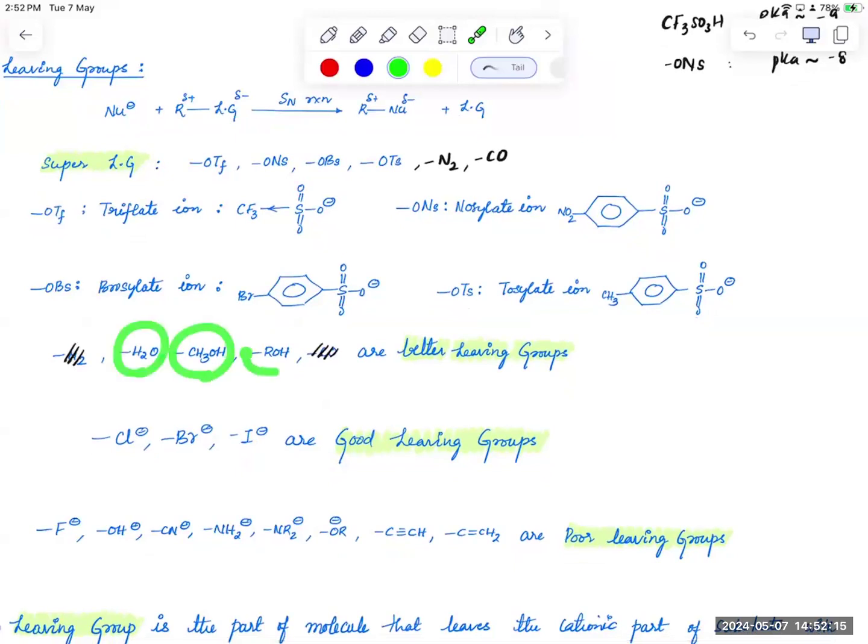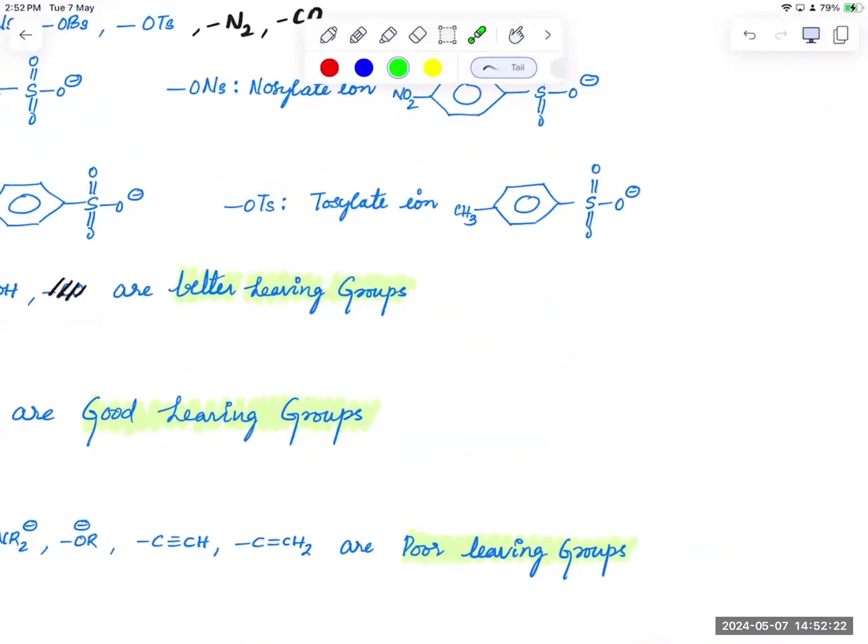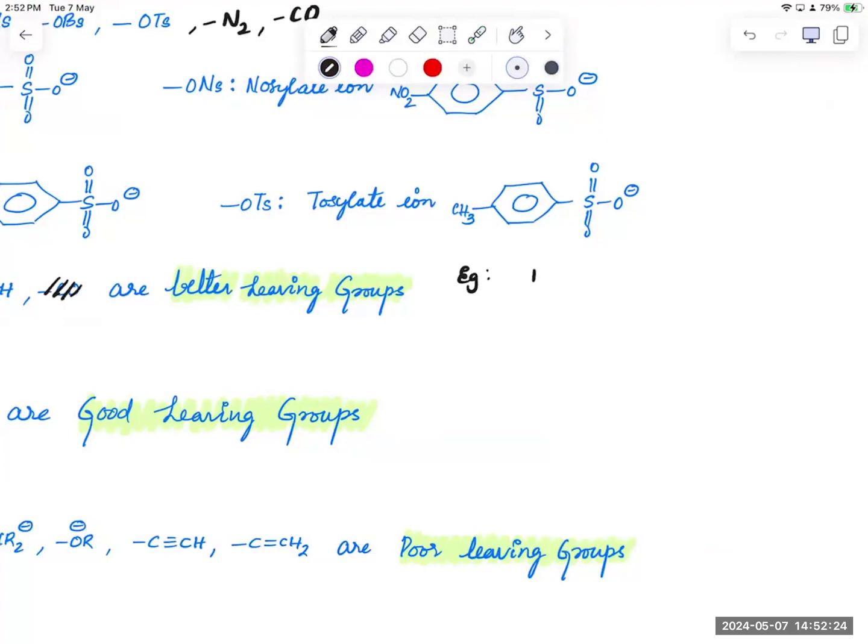Now notice this one. H2O, CH3OH, ROH. They do not have any charge after leaving, and still they are good leaving groups. Let me show you with an example. Suppose you have ROH2 plus, and a nucleophile is trying to approach. The first thing the molecule will do is become R plus, and the water molecule will be separated out. This is the leaving group. Can you see the leaving group does not have any charge on it? So even if the leaving group coming out does not have any charge, it is a good leaving group.